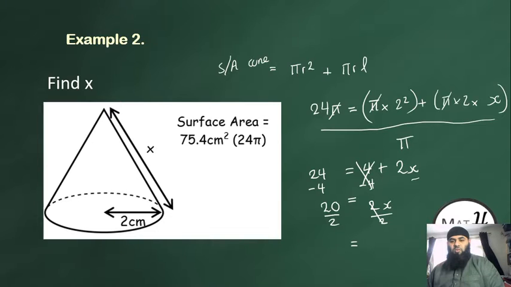Now I'm left with 20 divided by 2, which gives me 10. So my x is 10 centimeters. x equals 10 centimeters.